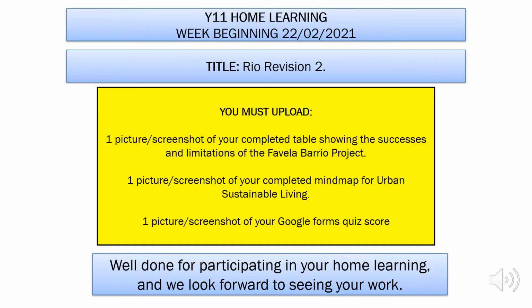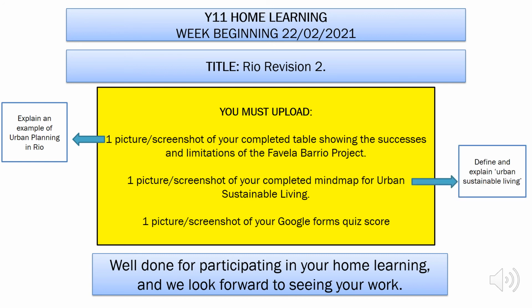Finally then, a quick recap of what to upload for each task. For the first task, you should have a screenshot or picture of your completed table showing the successes and limitations of the Favela Barrio project. That's your first part of the learning journey. For the second part of the learning journey, to define and explain urban sustainable living, you should have one picture or screenshot of your completed mind map. And then finally, complete your Google Forms quiz. Make sure all this work is uploaded on Class Charts for us to mark.